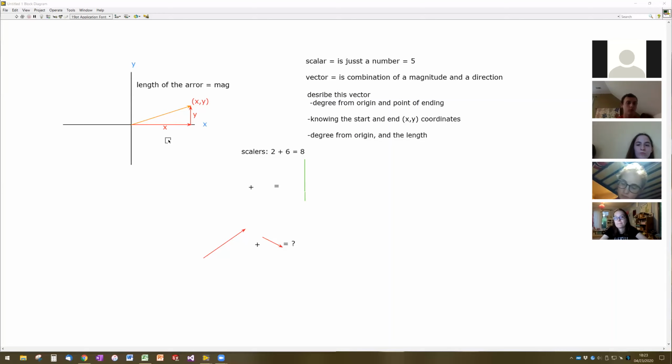Are there any questions about anything that we've done with the vector addition, or how we describe vectors?